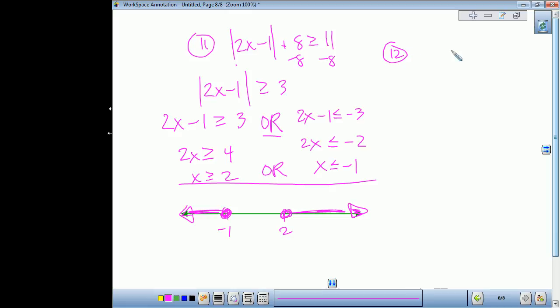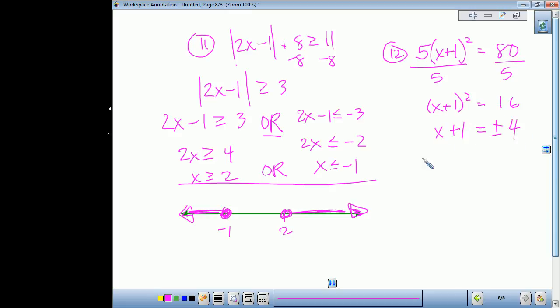Number 12, 5 times x plus 1 squared equals 80. So the first thing we do is divide both sides by 5. And when we do 80 divided by 5, we get 16. We take the square root of both sides, so we get x plus 1 equals positive or negative 4. So we split it. X plus 1 equals 4. X plus 1 equals negative 4. So x equals 3 or negative 5.